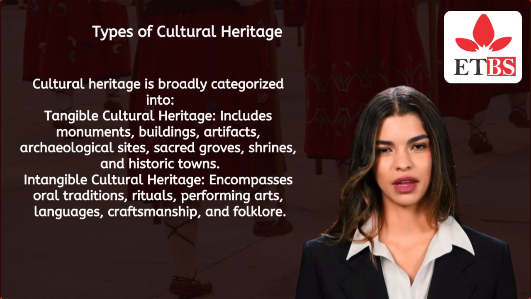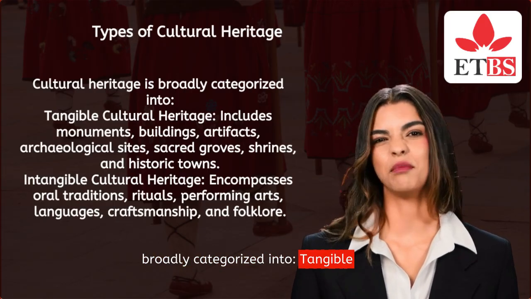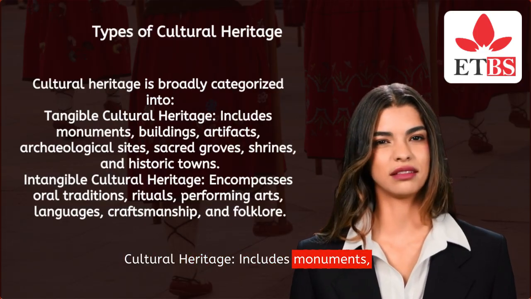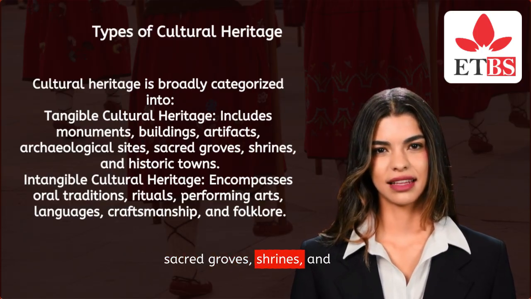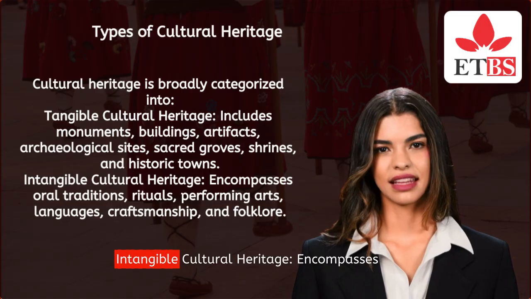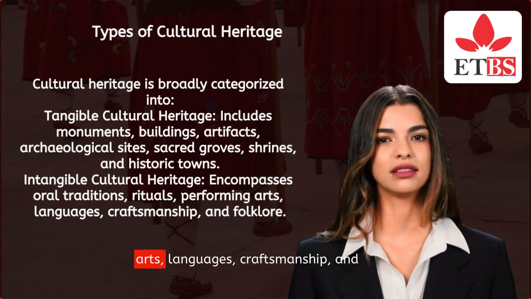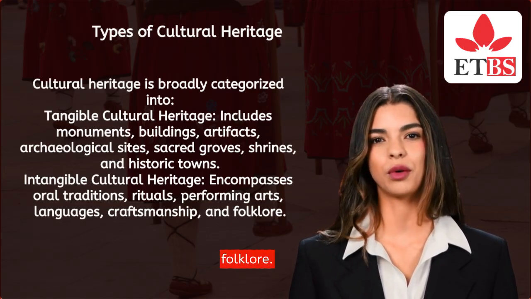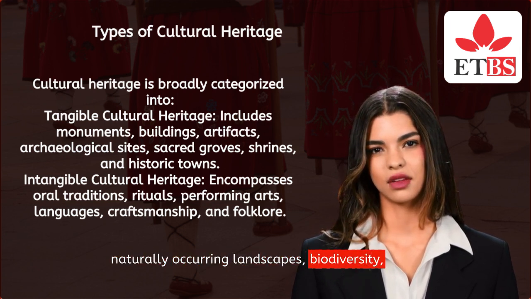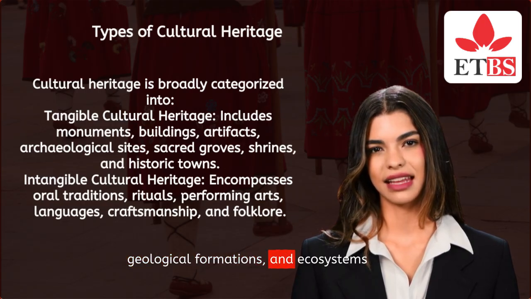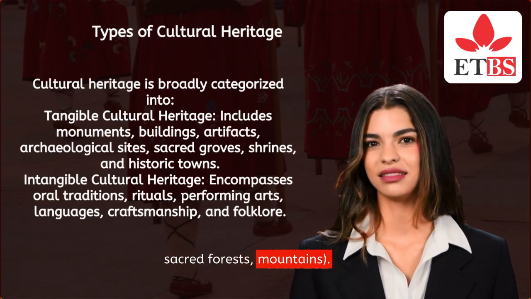2. Types of cultural heritage. Cultural heritage is broadly categorized into tangible cultural heritage, which includes monuments, buildings, artifacts, archaeological sites, sacred groves, shrines, and historic towns. Intangible cultural heritage encompasses oral traditions, rituals, performing arts, languages, craftsmanship, and folklore. Natural heritage refers to naturally occurring landscapes, biodiversity, geological formations, and ecosystems with cultural significance, e.g., sacred forests, mountains.